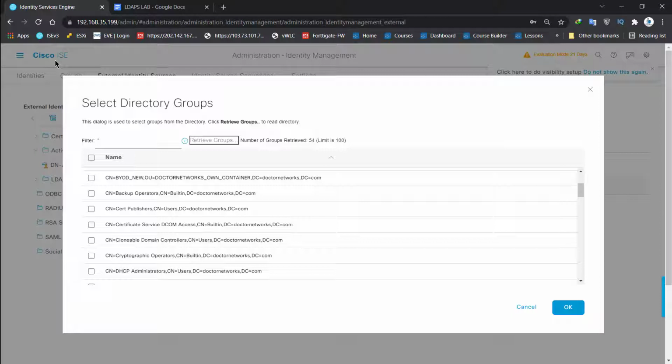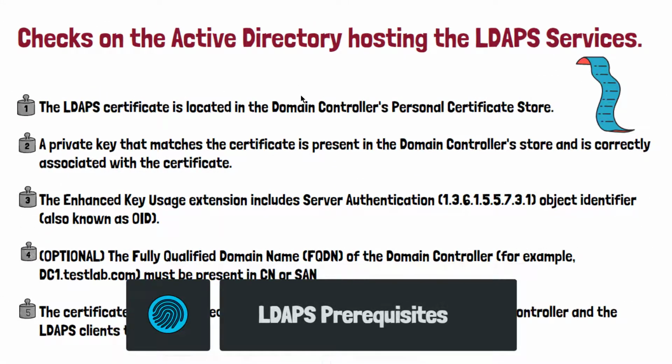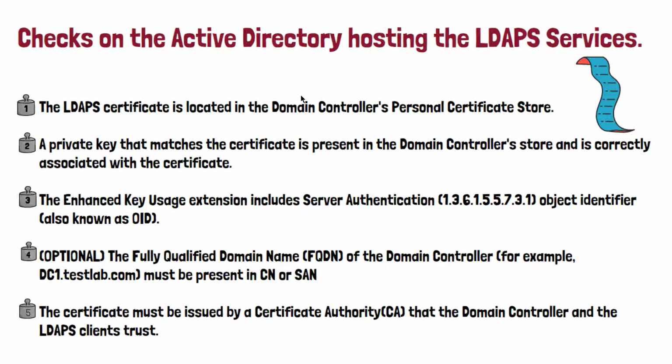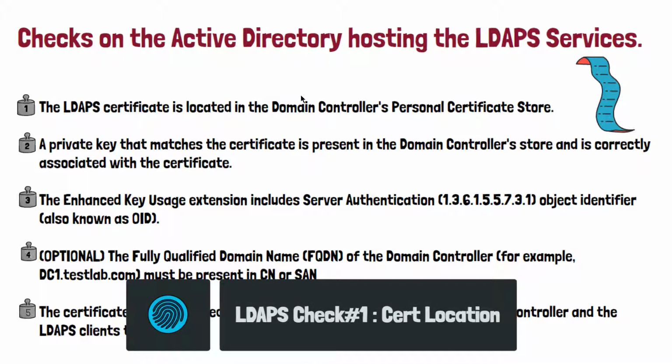Now let's look at the prerequisites of configuring LDAPS. Here are the prerequisites, or the checks on the Active Directory hosting the LDAP server, that must be met in order for ISE to communicate with the LDAPS server. These are kind of common for any LDAPS client, and they should be in place already. The first one is that the LDAPS certificate is located in the domain controller's personal certificate store.